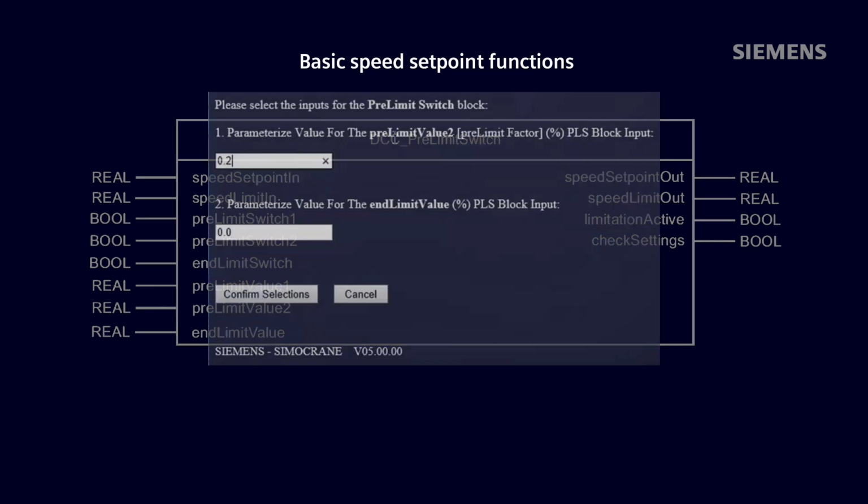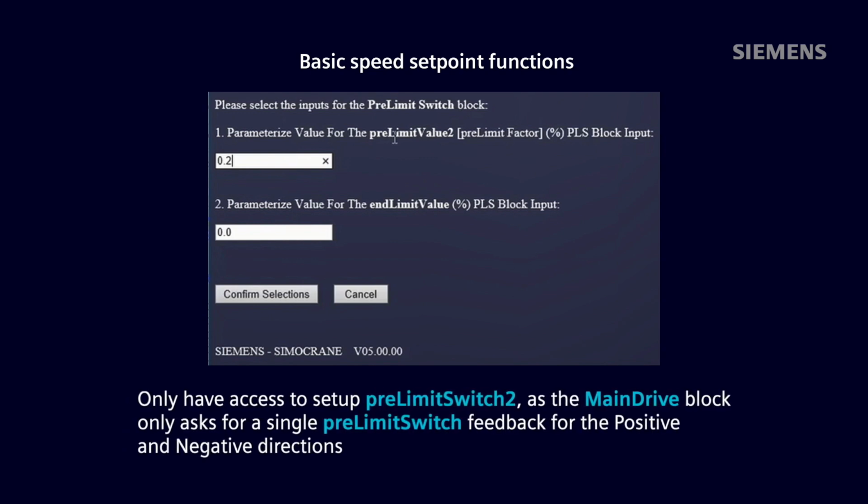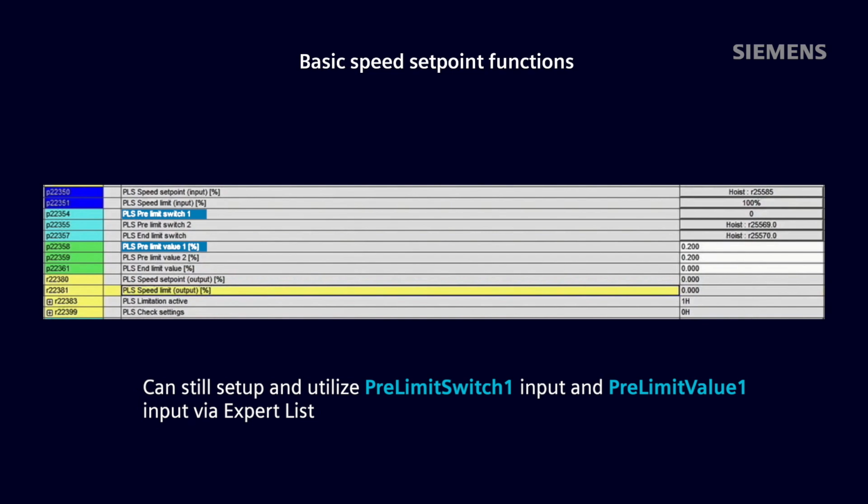During script setup of this block, you only have access to set up the prelimit switch 2 input, as the main drive block only asks for a single pre-limit switch feedback for the positive and negative directions. With that being said, you can still set up and utilize the pre-limit switch 1 input and pre-limit value 1 input via the expert list as shown.